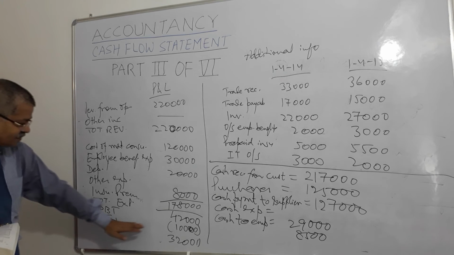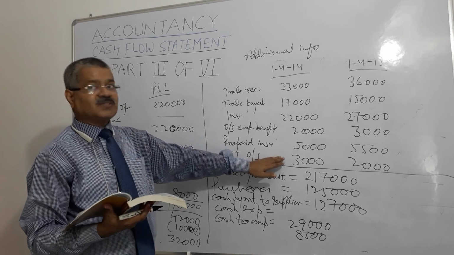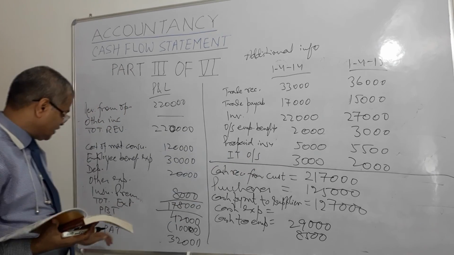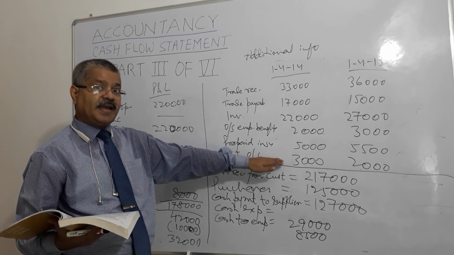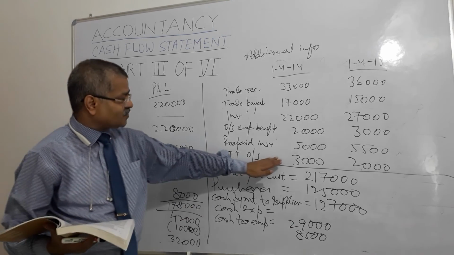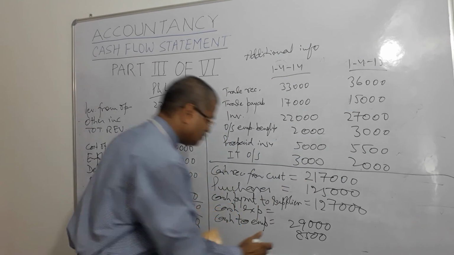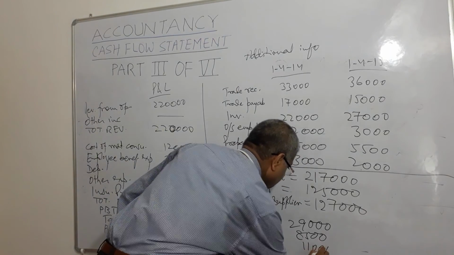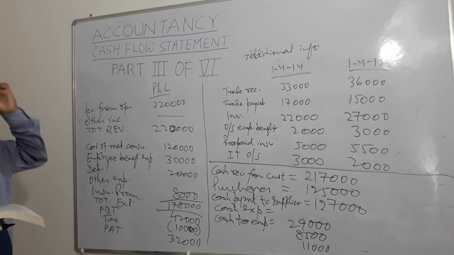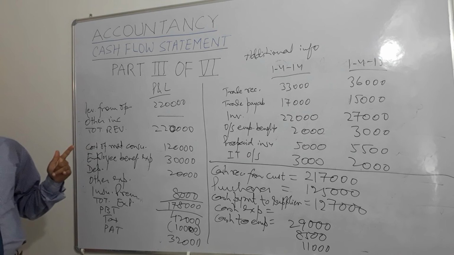And lastly, income tax paid. Here income tax is 10,000. Outstanding income tax is 3,000, so it will be added. Outstanding income tax which we had to pay, we have not paid. So 10,000 tax plus outstanding 3,000 minus closing. So it becomes 11,000. So tax becomes 11,000.